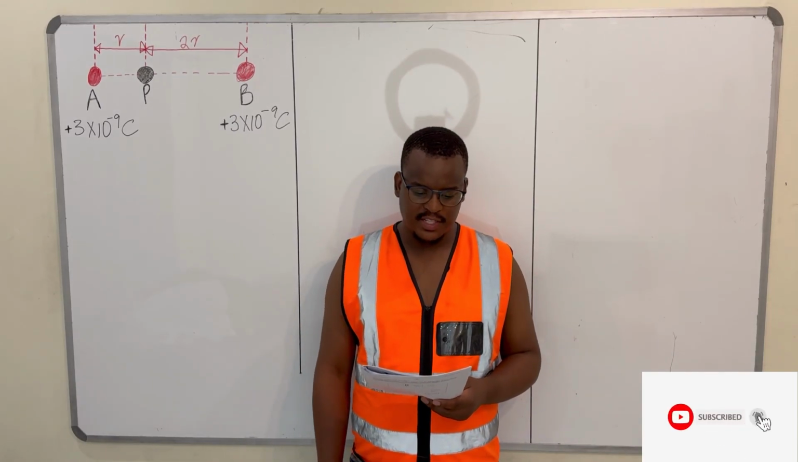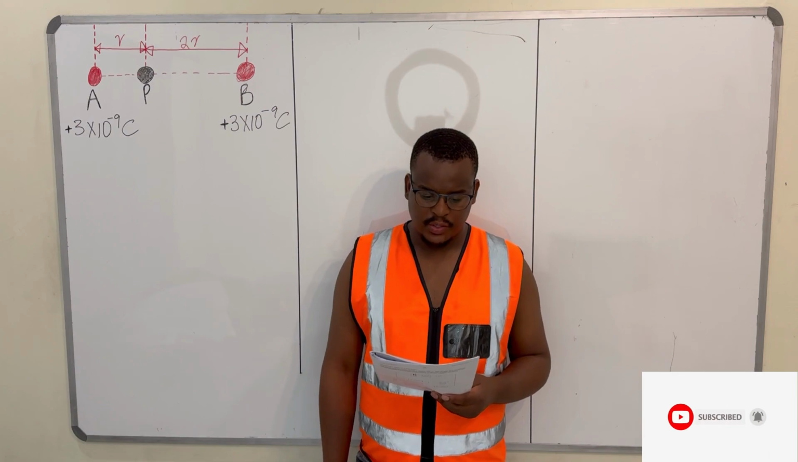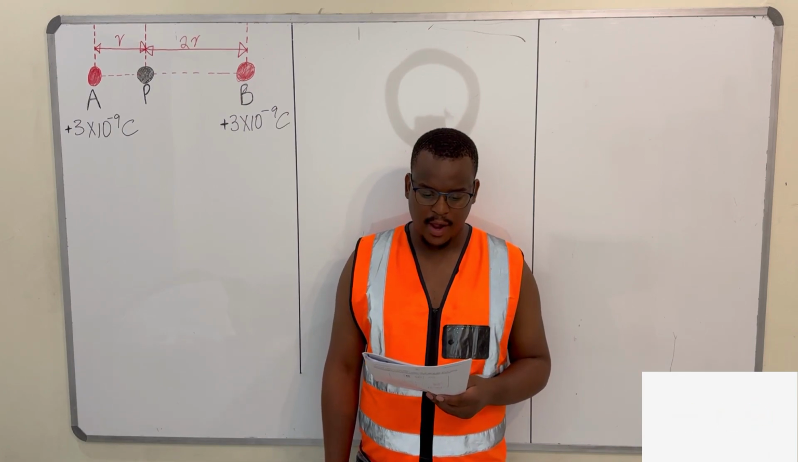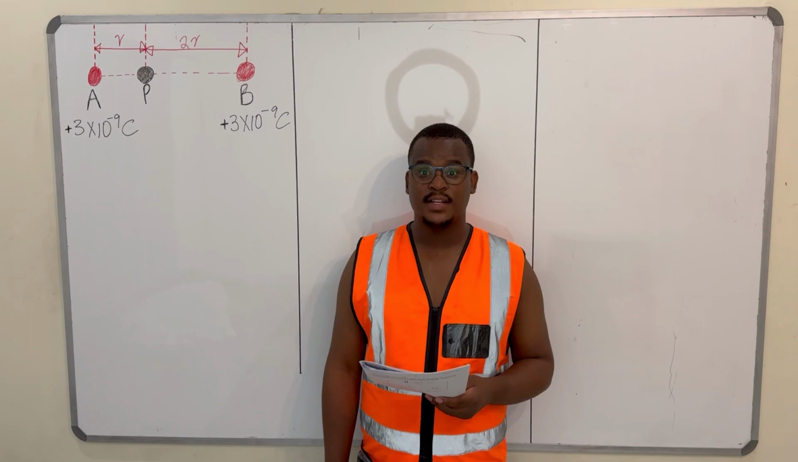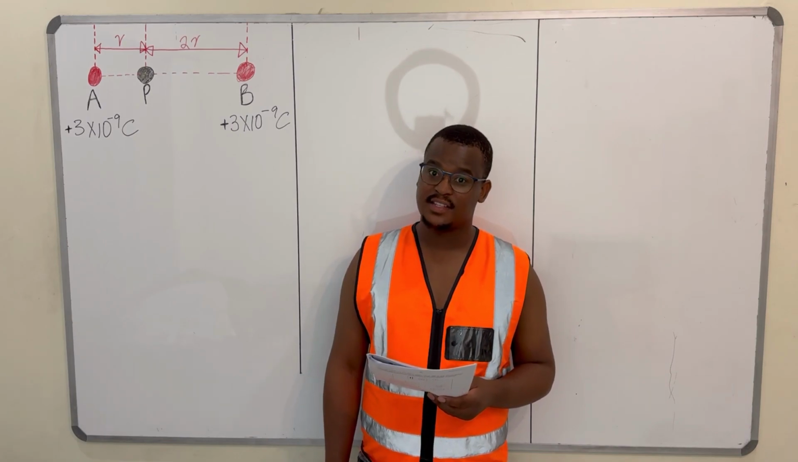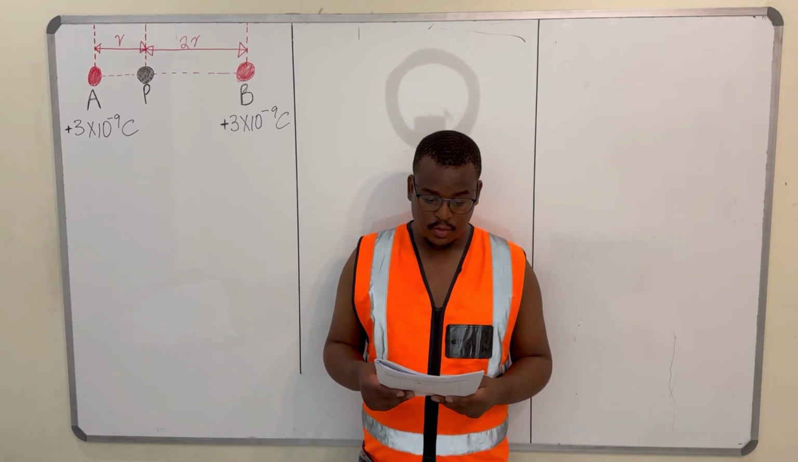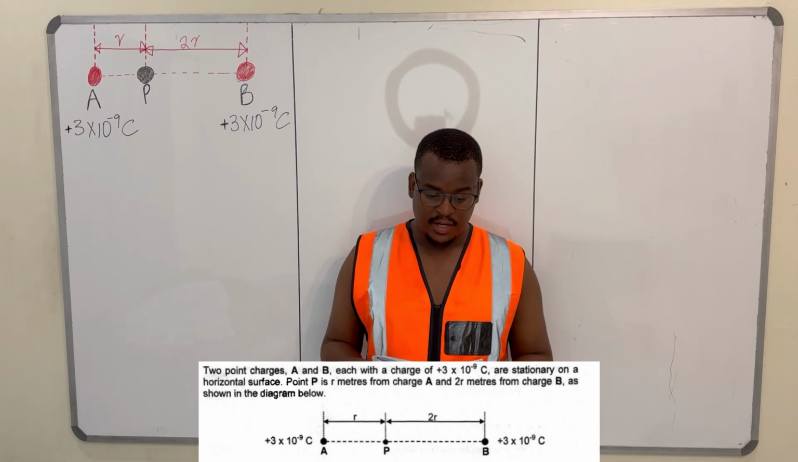So in this video, we're doing question 7 of the November 2023 Physical Sciences Paper 1 question paper. And these are electrostatics. So I'll read the question 7 statement and then answer the questions that follow. So let's go. Question 7.